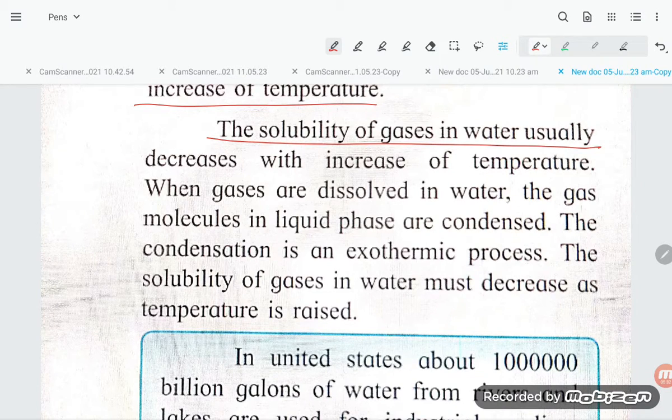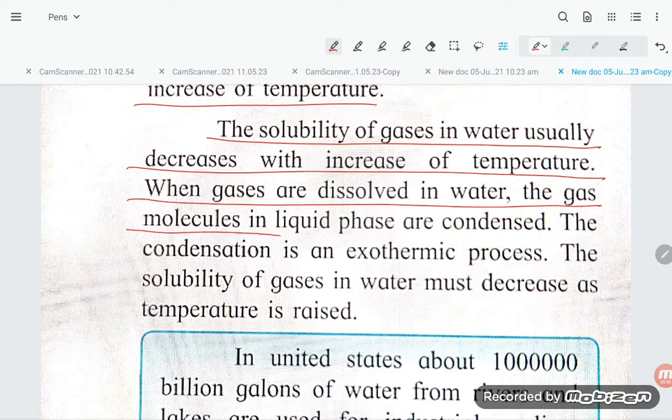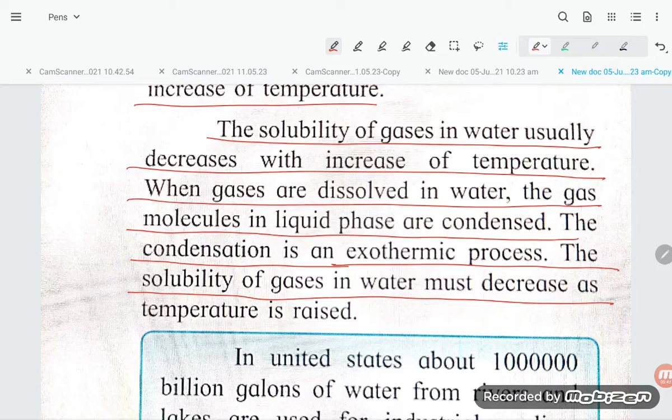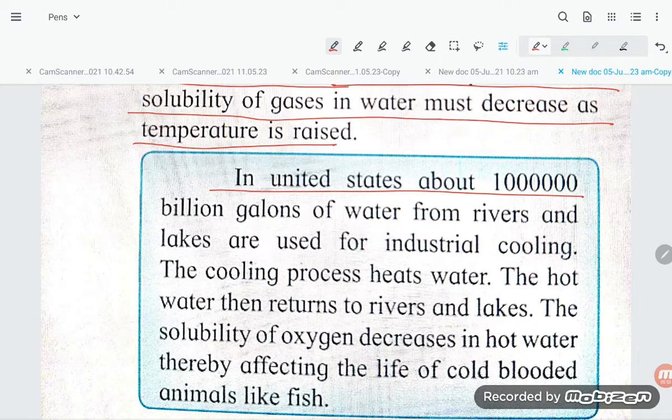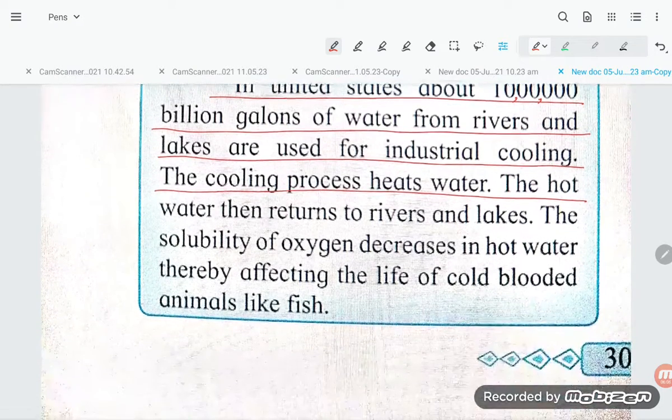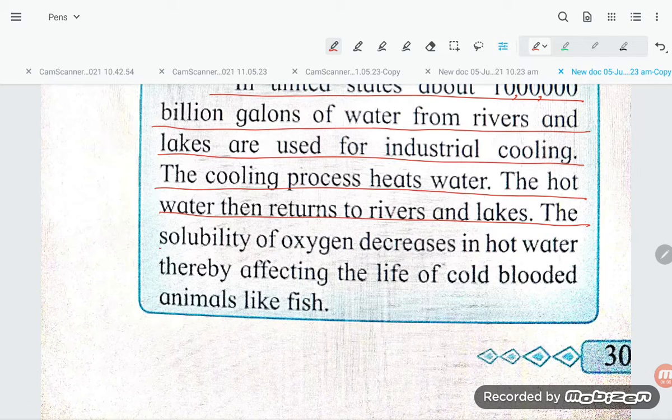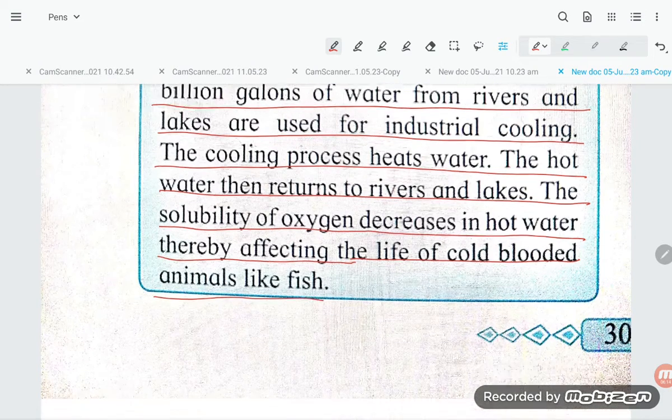The solubility of gases in water usually decreases with increase of temperature. When gases are dissolved in water, the gas molecules in the liquid phase are condensed. The condensation is an exothermic process. The solubility of a gas in water must decrease as temperature is raised. Okay, students. Now, in the United States, about 10 lakh billion gallons of water from rivers and lakes are used for industrial cooling. The cooling process heats the water, and the hot water is then returned to rivers and lakes. The solubility of oxygen decreases in hot water, thereby affecting the life of cold-blooded animals like fish.